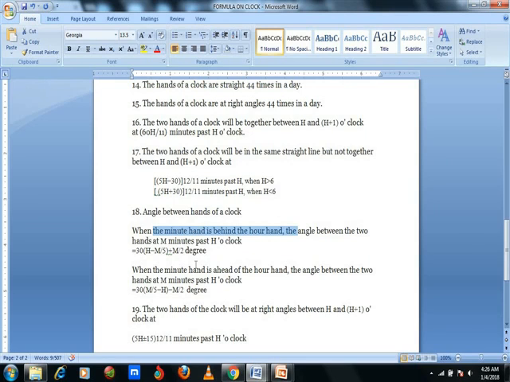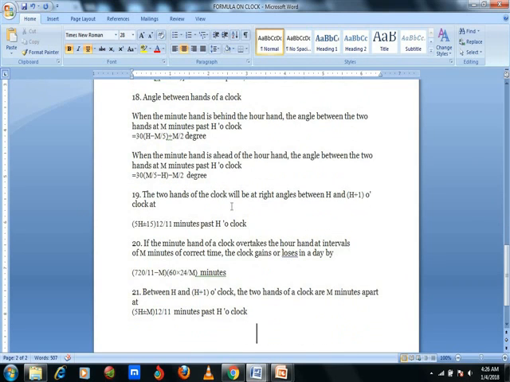When the minute hand is ahead of the hour hand, the angle between the minute hand and hour hand is given by this formula: 30 into (m by 5 minus h) minus m by 2.